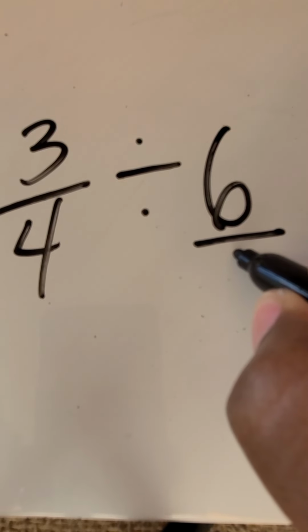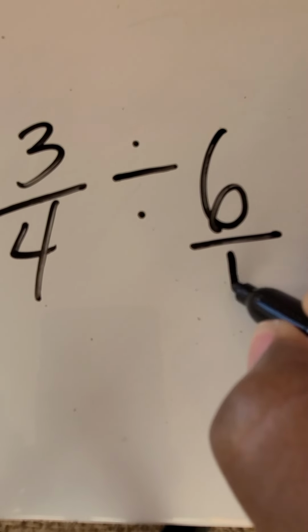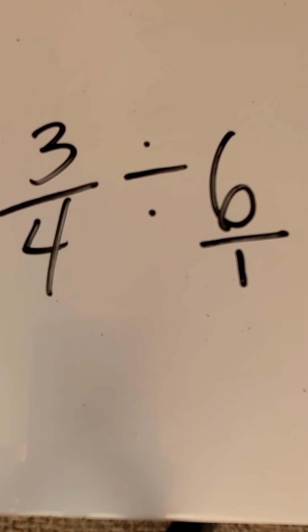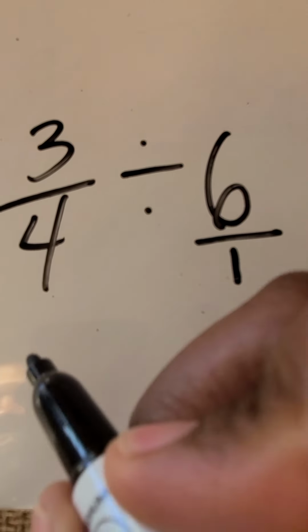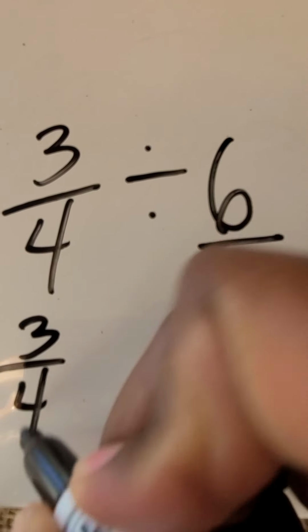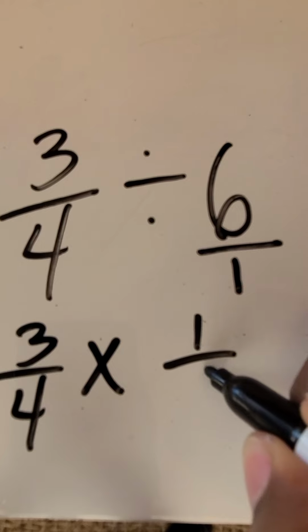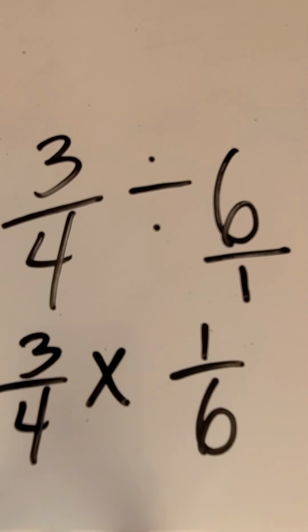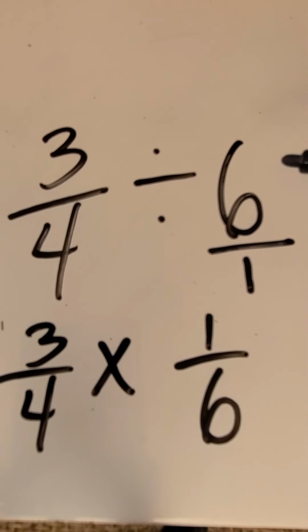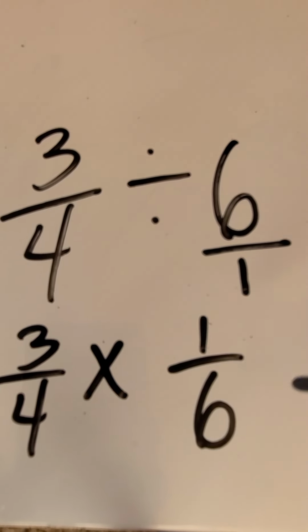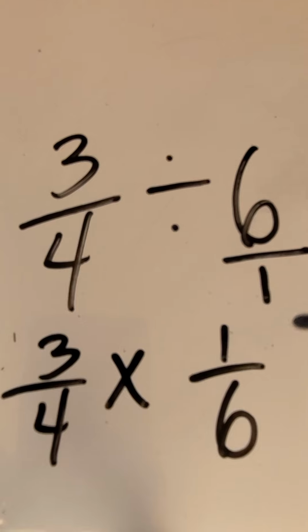I should have done this on the first problem, but I didn't. But we're going to make this a fraction, 6 over 1. Now we're going to change the expression. 3/4 times 1/6. As you see, for 6/1, we have to take the reciprocal of that. So we flipped it and made it 1/6.